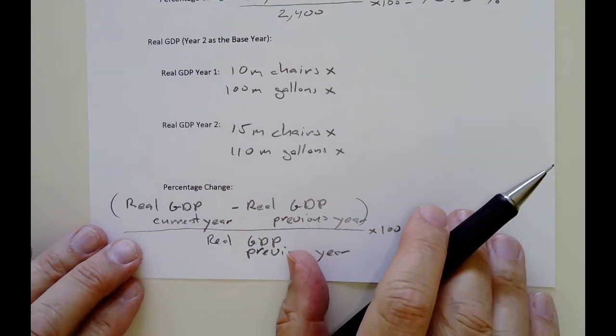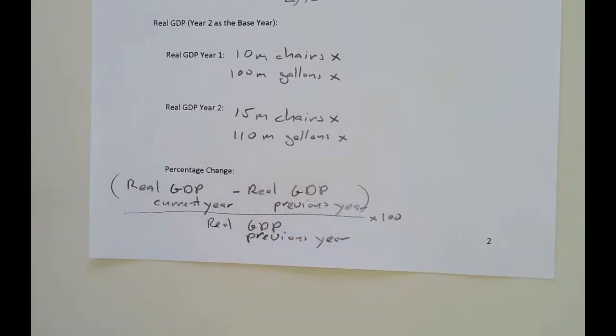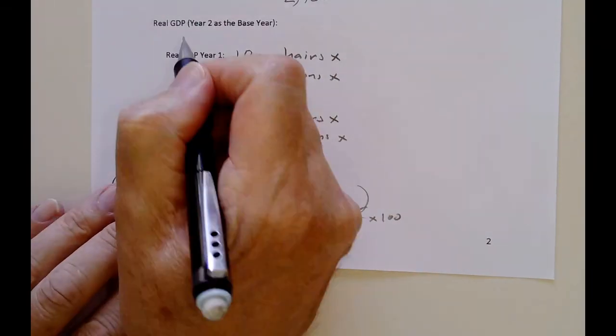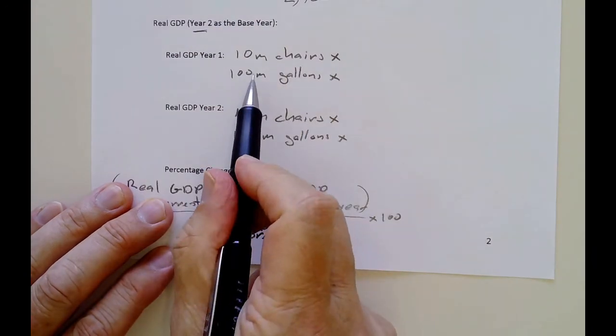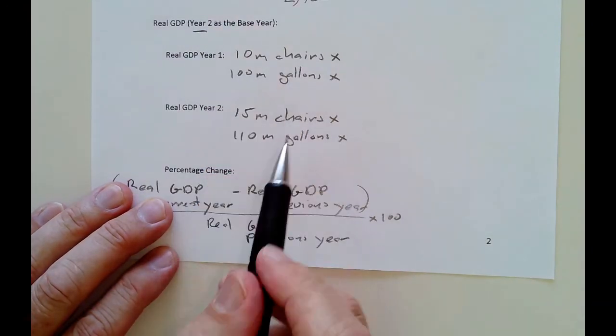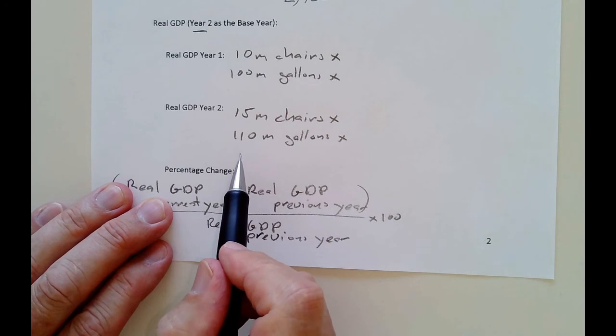On the exam, I would instruct the students to pick either one year or another year as the base year, and whatever year I pick, those are the prices you're going to use to do the calculations. So in this case, if year 2 is the base year, then we're going to use the same production numbers that existed in year 1 and the production numbers in year 2, and this time we're going to weight them according to the prices that existed in year 2.